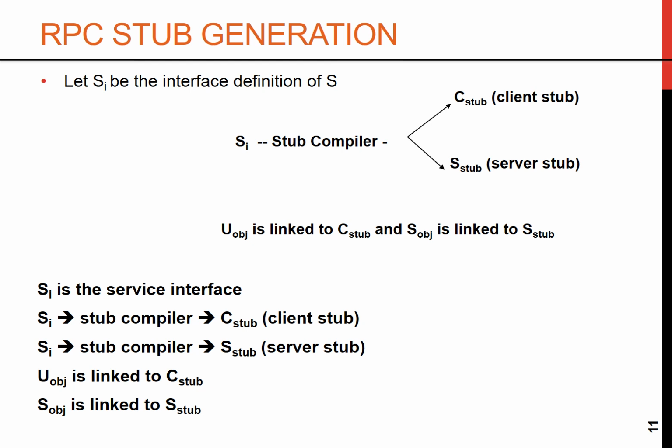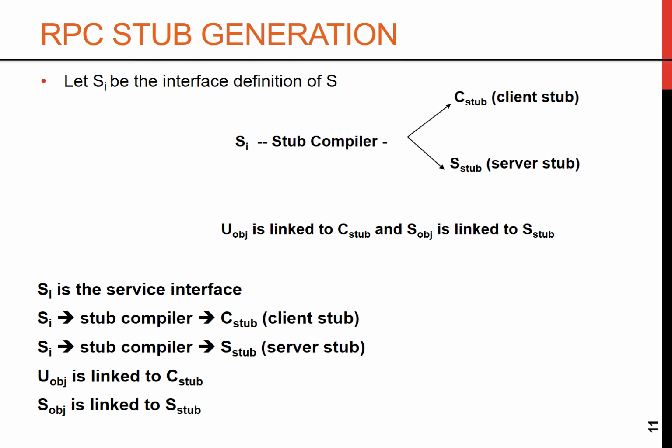So here is a more visual representation of this process. We give a brief overview. So the service interface represents the interface definition of S, outlining the methods available for remote invocation. This then goes through the stub compiler, which uses the service interface to generate two stubs. We have a client stub for the client side and a server stub for the server side. And then we do our linking.